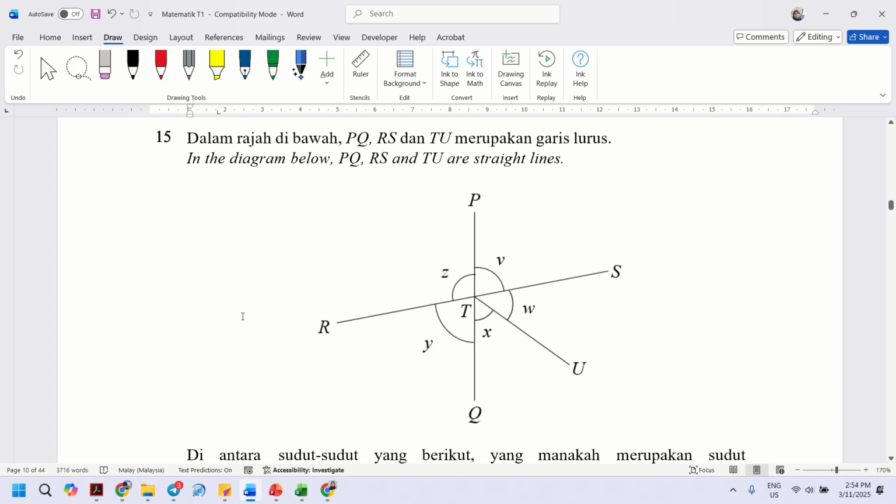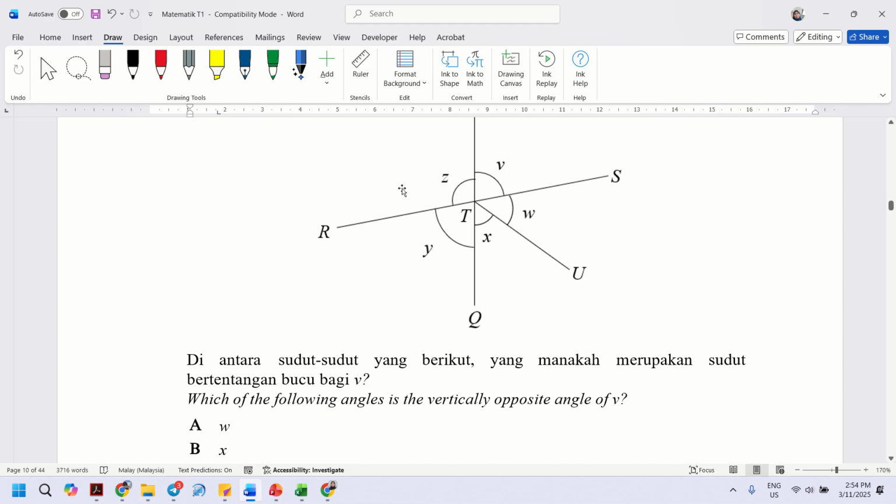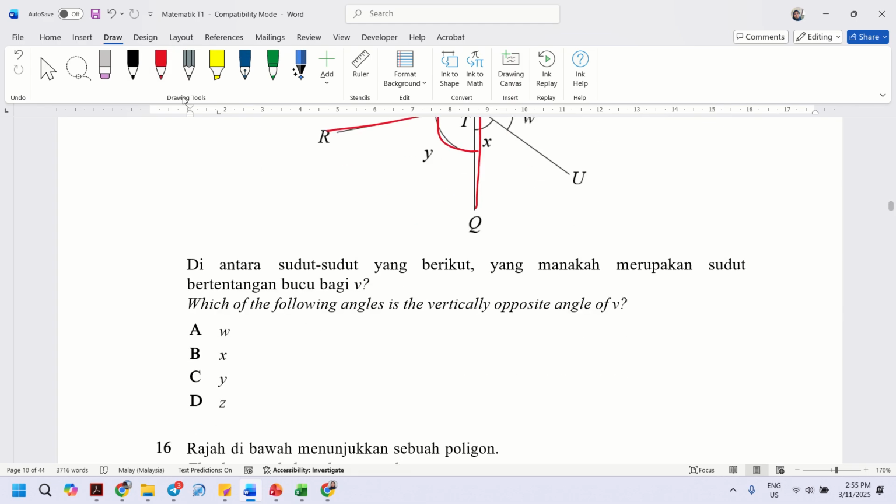Next, question 15. In the diagram below, PQR and STU are straight lines. Which of the following angles is vertically opposite to angle V? Where is angle V? Here, starting from line PQ intersecting with RS. Which angle has the same intersecting lines? Here, Y. So the answer is Y, C.